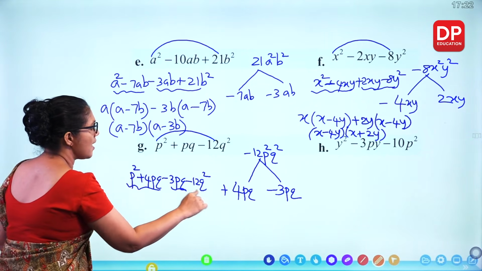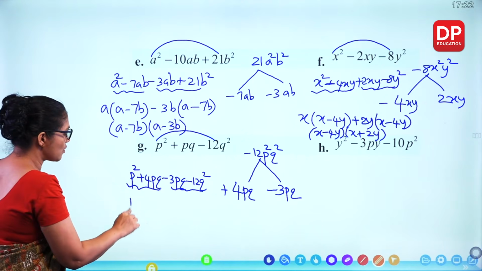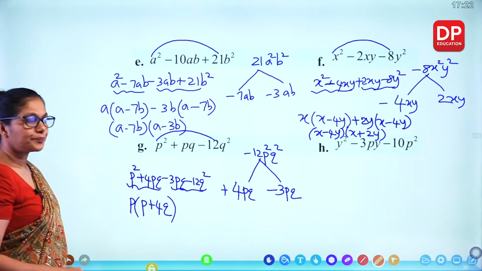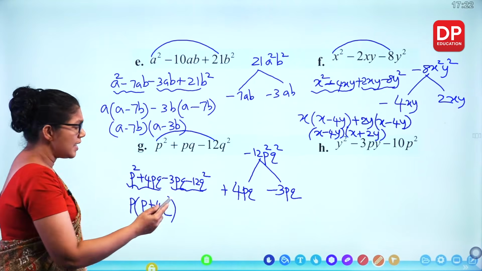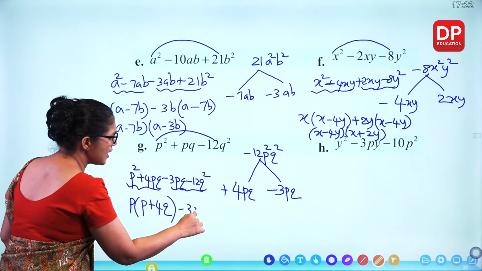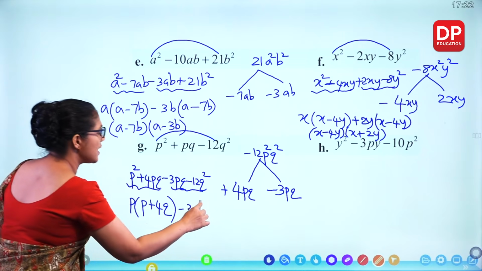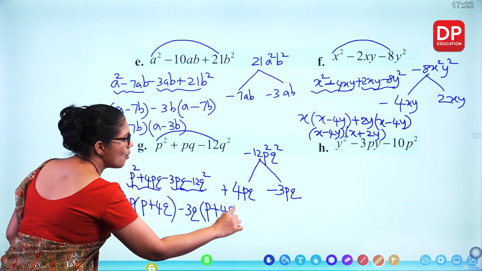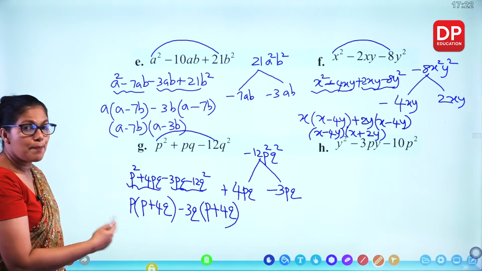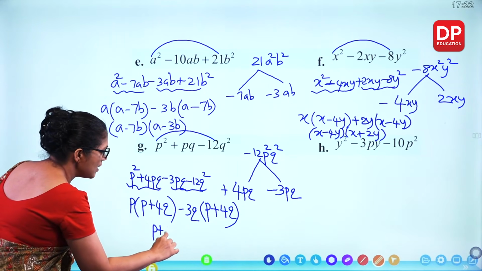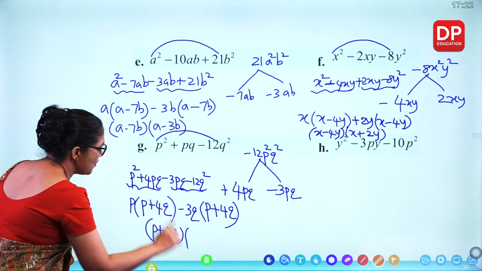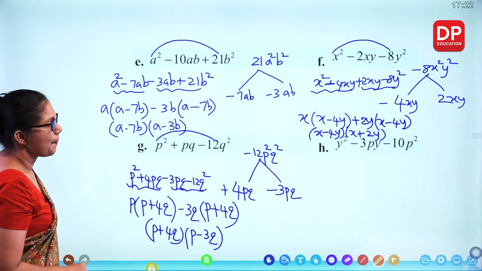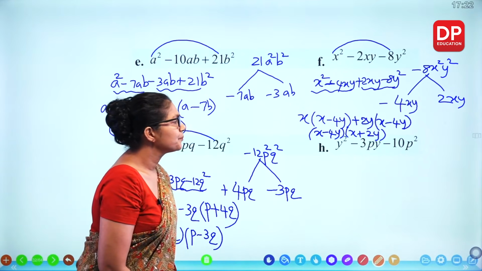Take first 2 and last 2 separately. p is common. Take it out. p plus 4q. So here minus 3 you can take it out, as well as q is common. So take it out. So what's remaining? p plus 4q. Again we see p plus 4q is common. Take it out, and the remaining part is p minus 3q. Now look at this one.